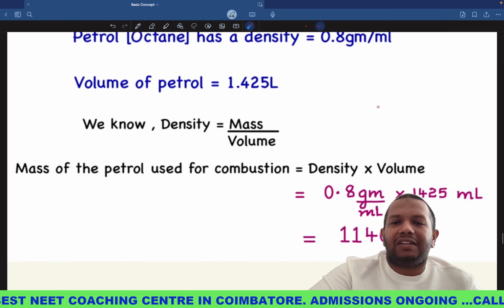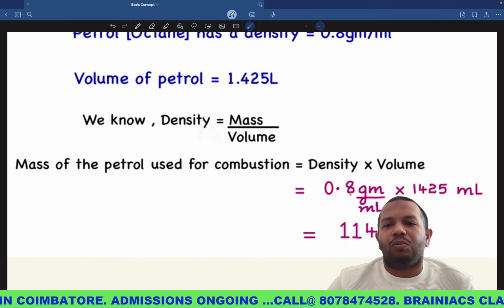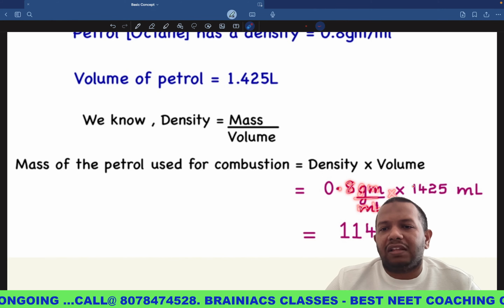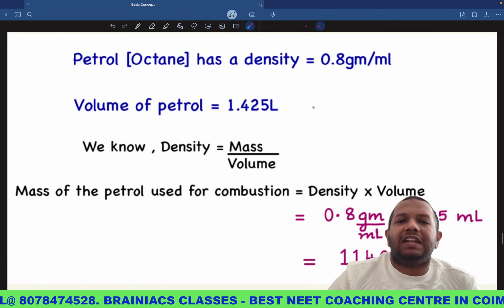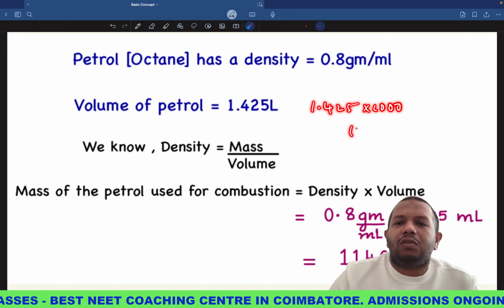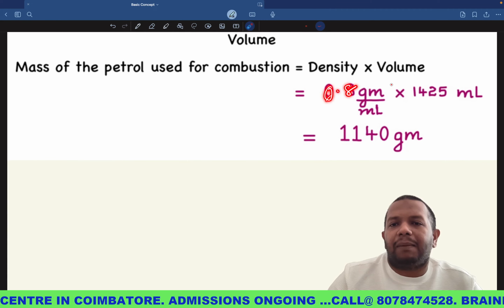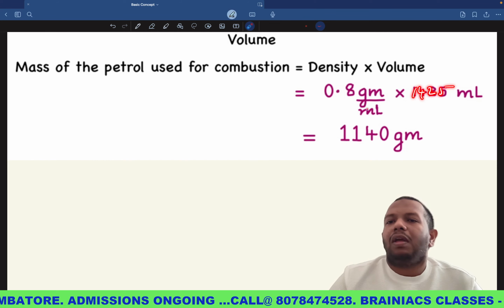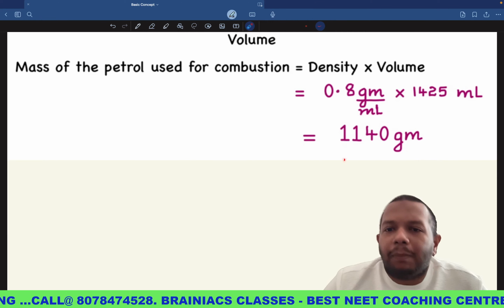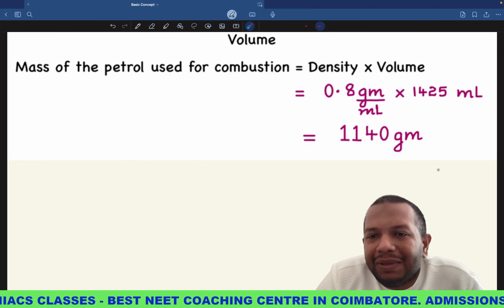So we will first calculate the mass. Mass is density into volume. Density is 0.8 gram per ml into volume, that is 1.425 liter. If you multiply this with 1000, it becomes ml, so 1425. So 0.8 gram per ml into 1425. If you multiply it, you will get the mass of the petrol used in this reaction. The mass of the petrol is coming around 1140 gram.